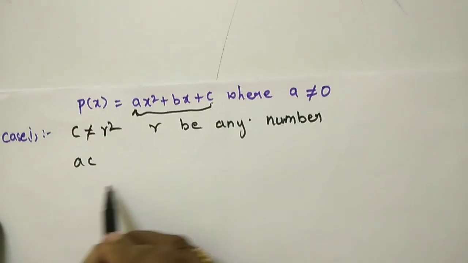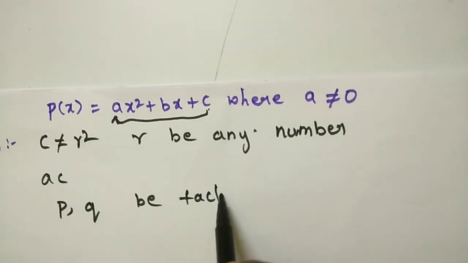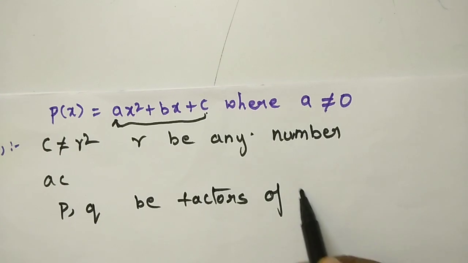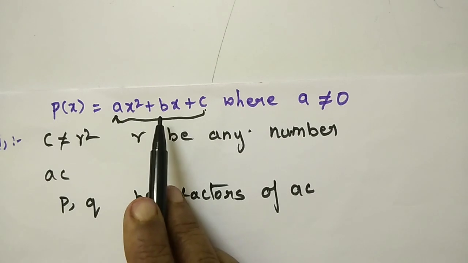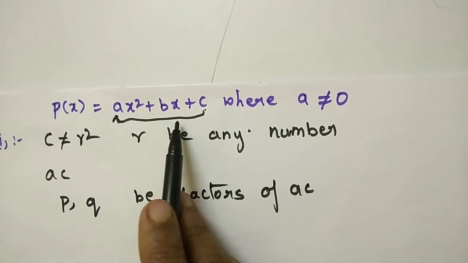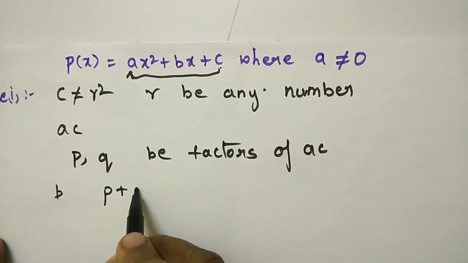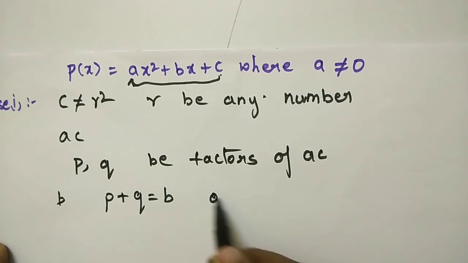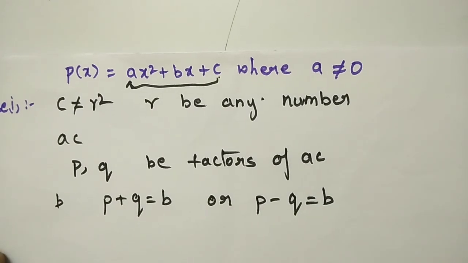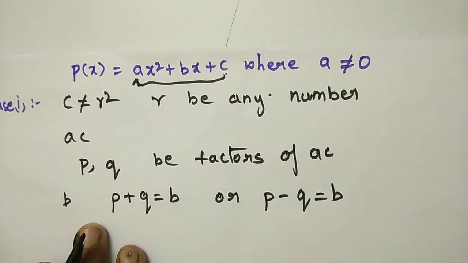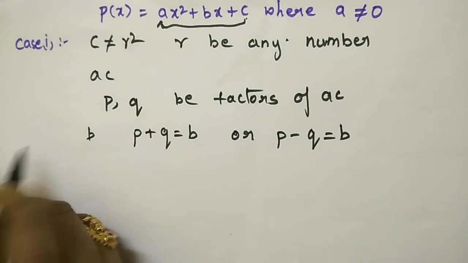Let p, q be the factors of the product value a into c. Next we have to go to the middle term. We have to split the middle coefficient of x, b, such that p plus q equals b or p minus q equals b. Okay, let us take an example, then this concept will be very clearly understood.